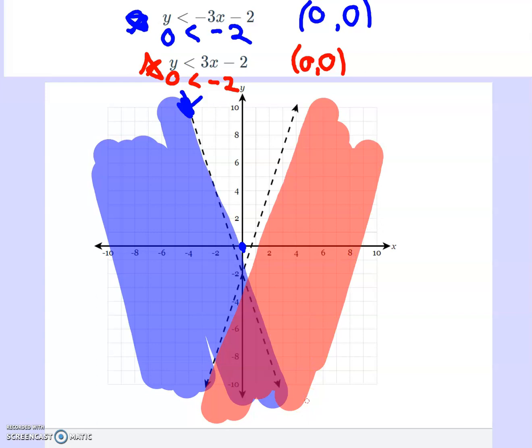Now, here's the question. Which part of this has both of them being shaded? Well, just this part right in here. Kind of right in there. Okay. So I can clean that up a little bit.